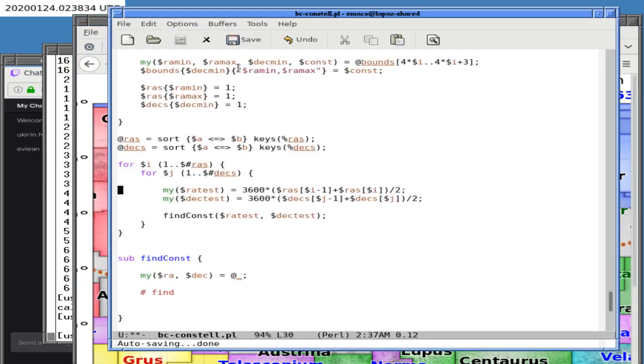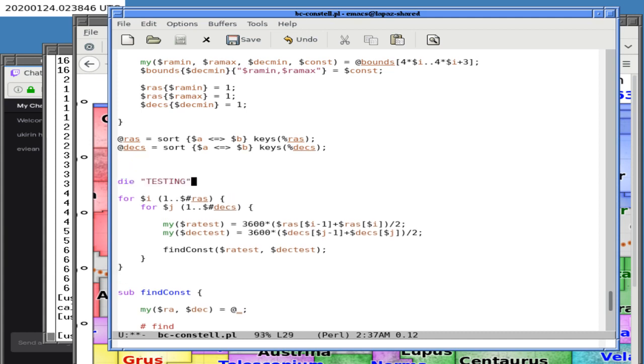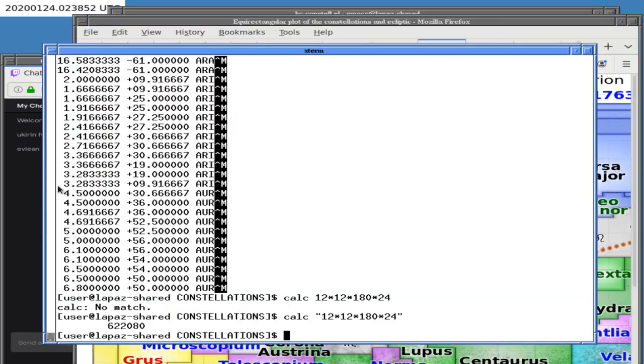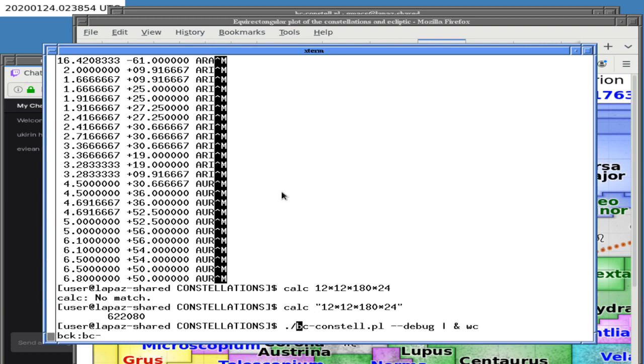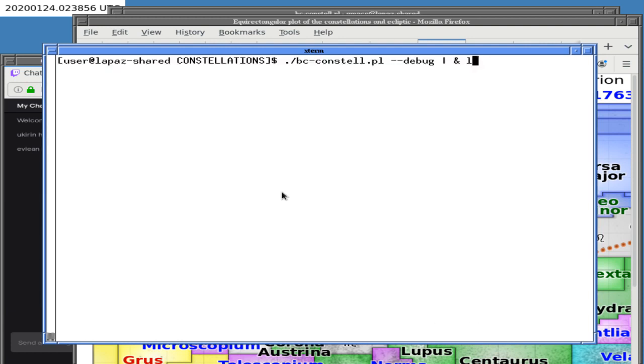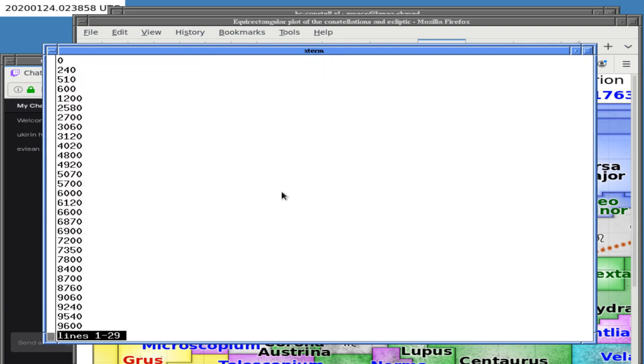Okay, so now I'm sort of curious as to what the least common multiple of the right ascensions is. God only knows why. All right, so let's see if we can find that. Well, I mean, the reason is if we can sort of... okay, 240. These are, by the way, in 3600ths.